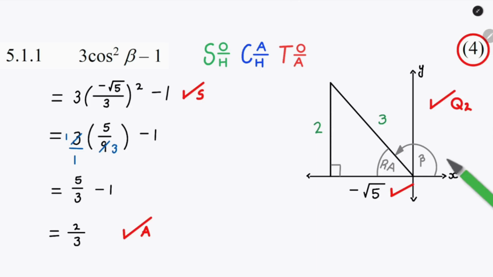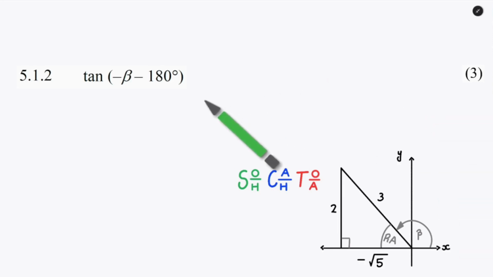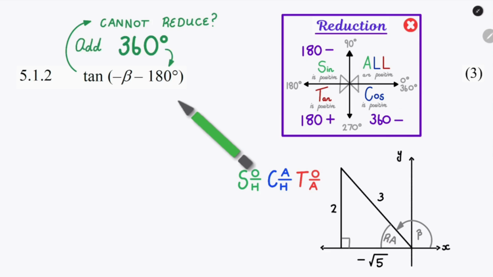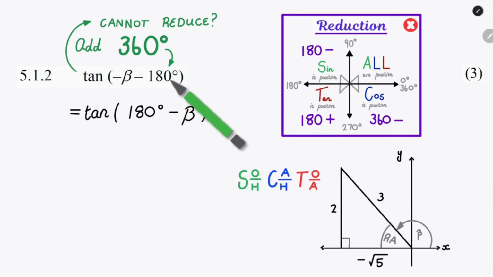Quickly having a look at your 4 marks. Quadrant 2, the value from Pythag, substitution of cos beta, as well as your answer. In question 5.1.2, I so desperately want to reduce this guy, but I can't. I can only reduce it if I see these 3 things, 180 minus, 180 plus, 360 minus. So there's a simple solution to that problem. We just need to add 360, and then we're going to get back to familiar territory. So minus 180 plus 360 gives me positive 180. And then I put the positive 180 first, and I put the minus beta second. And now we set up for that reduction.